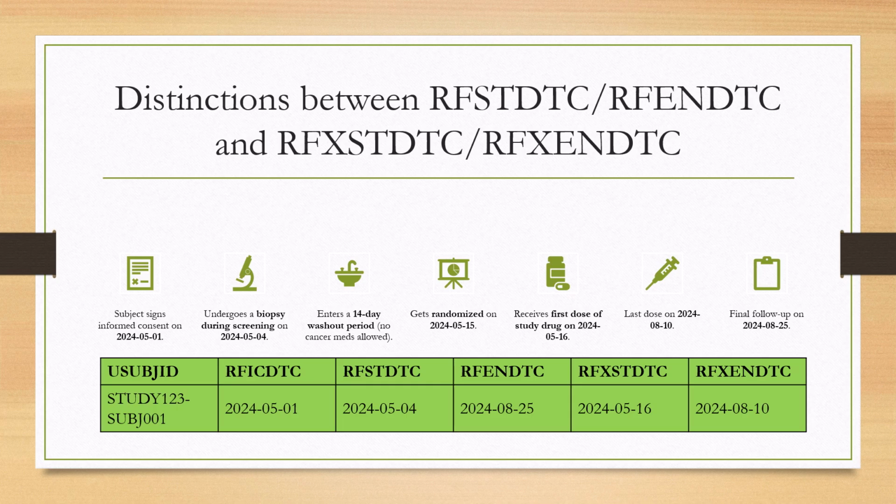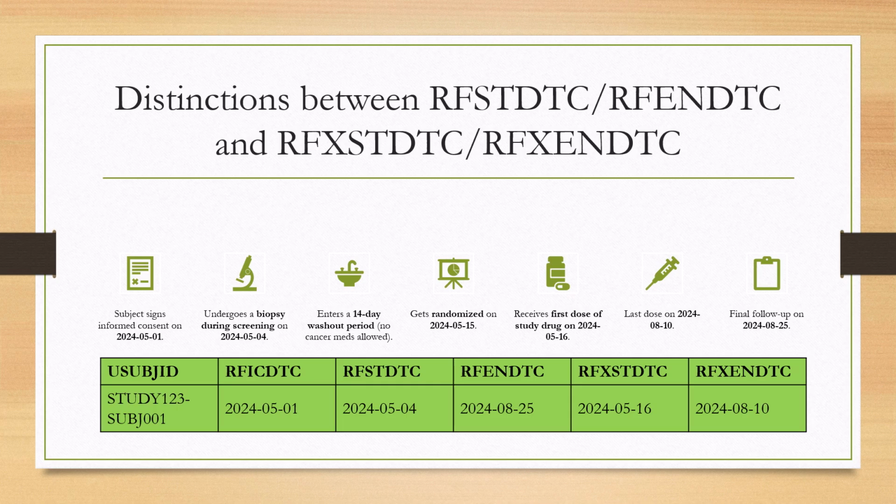Again, please note that the RFSTDTC and RFENDTC dates are the dates which give the start of the study trial and end of the study trial. The start can be, and in most scenarios is considered as, the first dose of study drug day, but it can be a different day as well, as explained in this example.